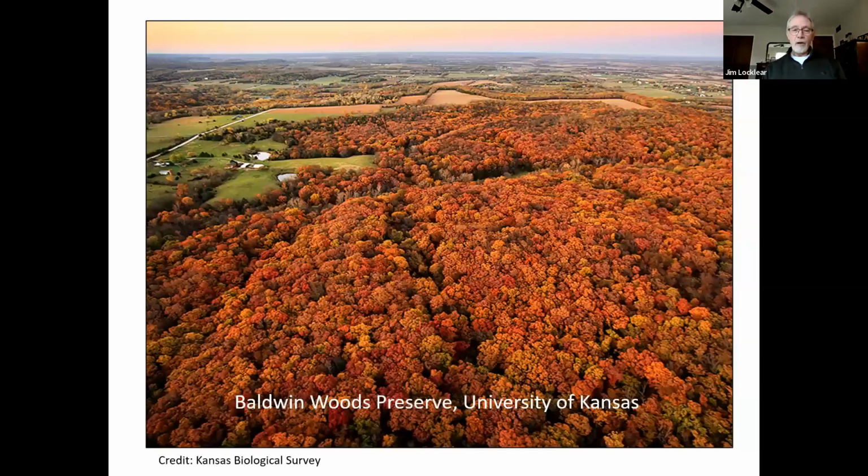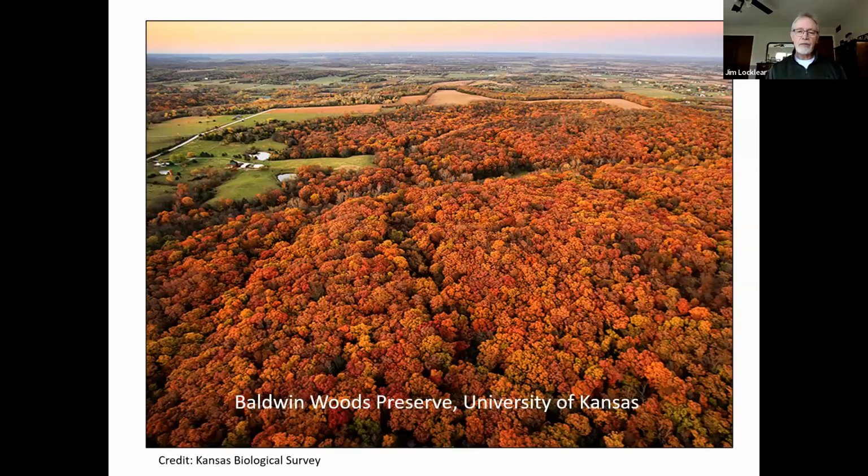Well, the country of the Kaw is not all prairie. It's not without its woodlands. This is Baldwin Woods Preserve, owned by the University of Kansas, south of Lawrence, not too far from Kansas City, kind of on the west edge of Kansas City. If you walked around these woodlands and you're from the eastern United States, you'd see a lot of very familiar trees, a lot of trees that you would find in the Ozarks of Missouri, particularly oaks and hickories and ash and redbud, things like that.